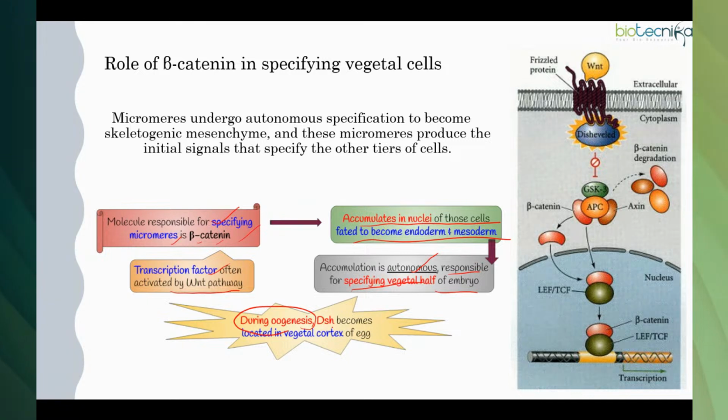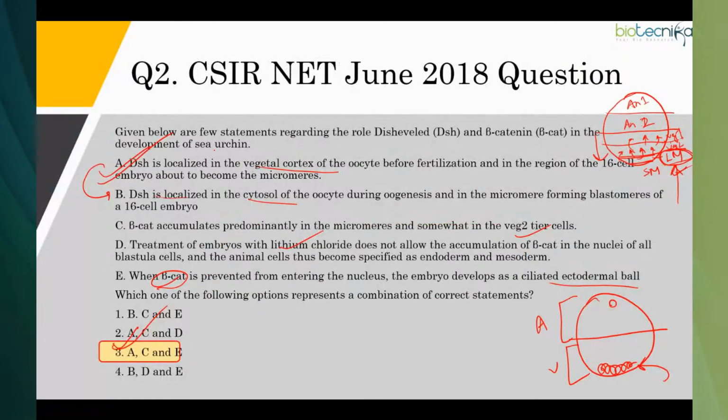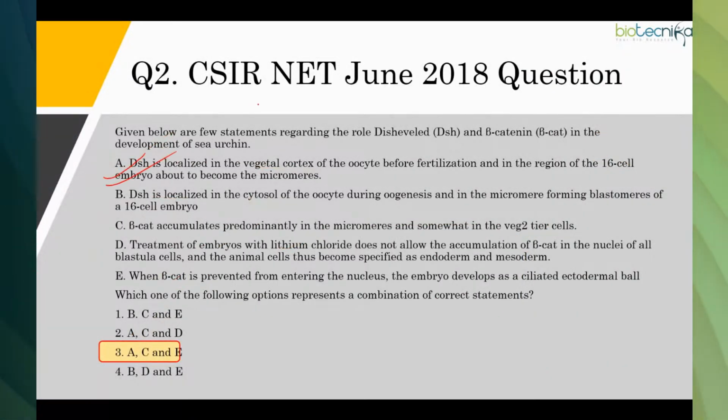The accumulation is autonomous, responsible for specifying the vegetal half of the embryo. And during oogenesis, this DSH becomes located in the vegetal cortex of the egg. Okay, that is how, only in the cells towards the bottom, if DSH is present, then only WNT can activate it. And then only beta catenin can enter the cells. So the first option is correct, that DSH is localized in the vegetal cortex.